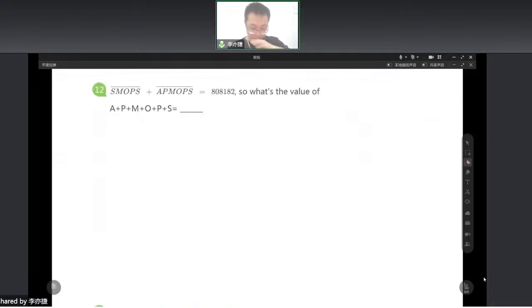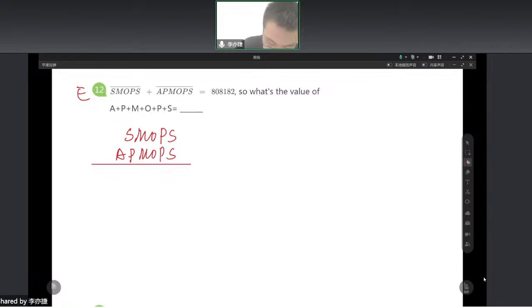Question 12. Right, question 12 is a very easy column puzzle. Just write it here. APMO, sorry, PS is 808182. The key point to solve this question is to use the parity, the odd and the even, to use the odd and even to satisfy the carryovers.